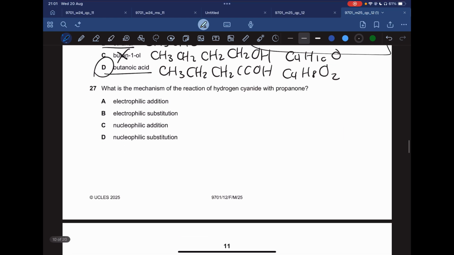Okay, 27. What is the mechanism of hydrogen cyanide with propanal? This one you should just know, it's nucleophilic addition.